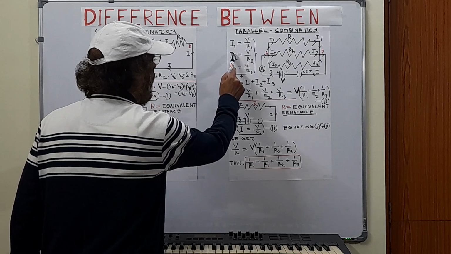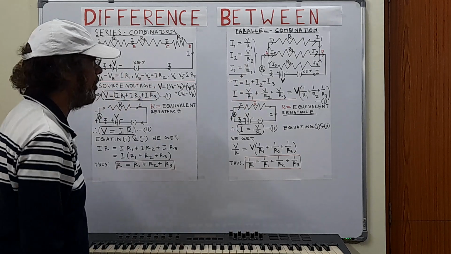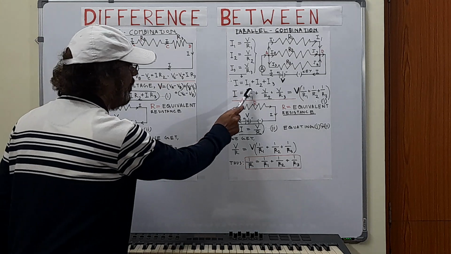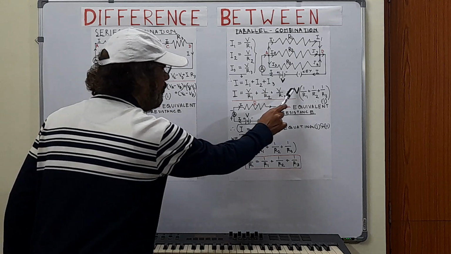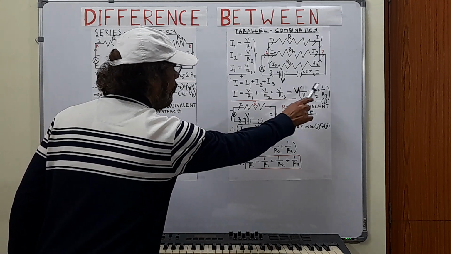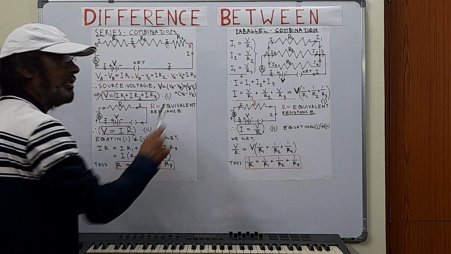Putting the values of I1, I2, I3 in this equation, we get I is equal to V by R1 plus V by R2 plus V by R3. Taking V common, V into bracket 1 by R1 plus 1 by R2 plus 1 by R3, as it is written.